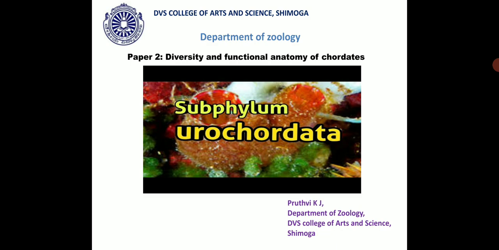Today we are discussing retrogressive metamorphosis, a phenomenon which takes place in Urochordata along with the larval stage of Ascidian, that is the Ascidian tadpole larva.